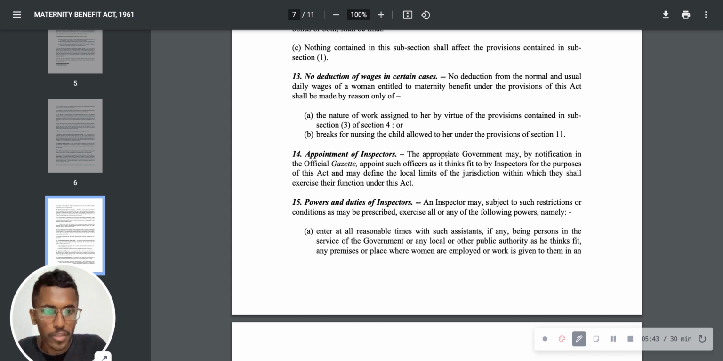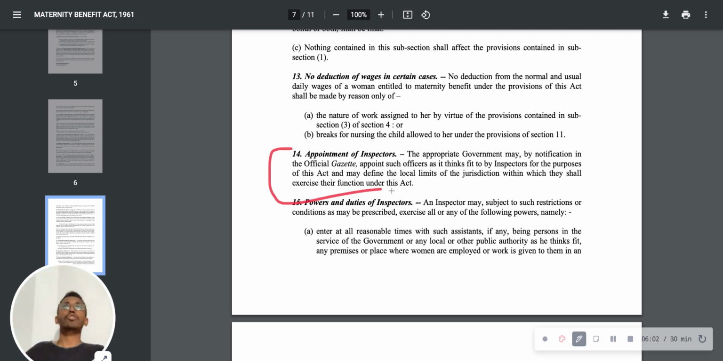Now, what do you mean by section 14? Appointment of inspectors. The appropriate government may, by notification in the Official Gazette, appoint such officers as it thinks fit to be inspectors for the purpose of this Act, and may define the local limits of the jurisdiction within which they shall exercise their functions under the Act.